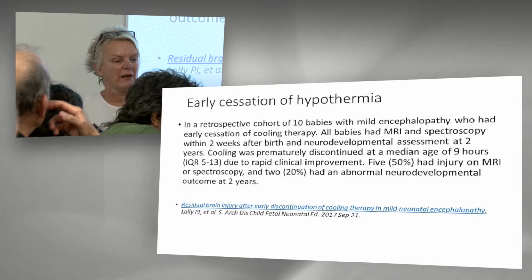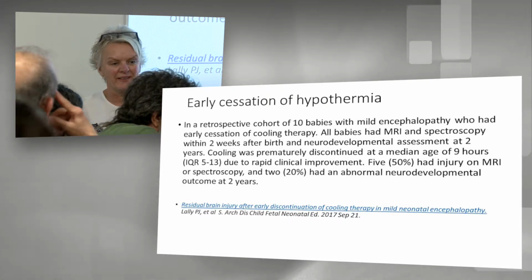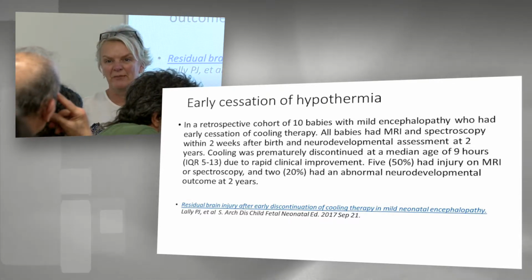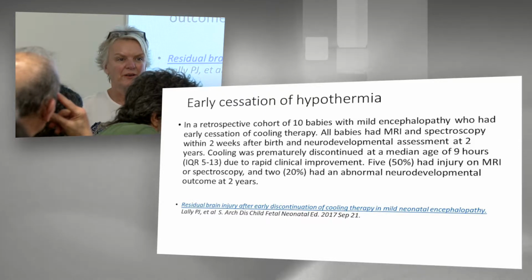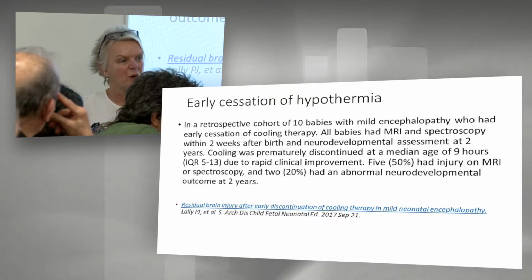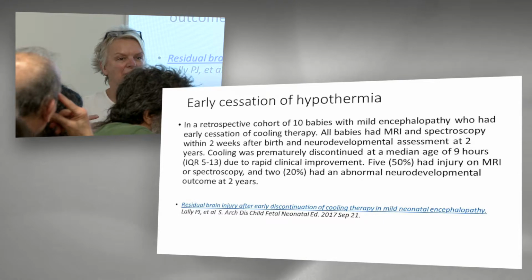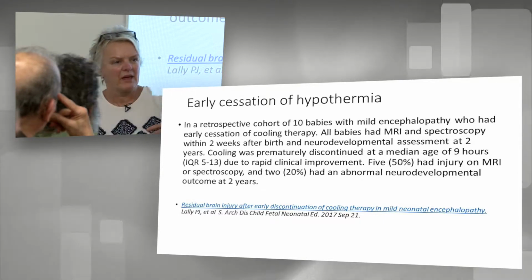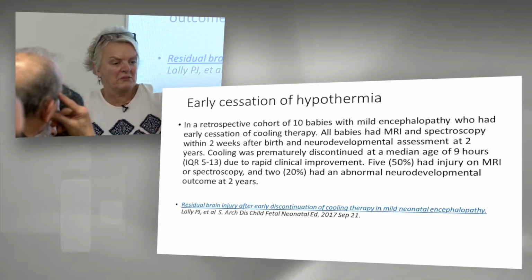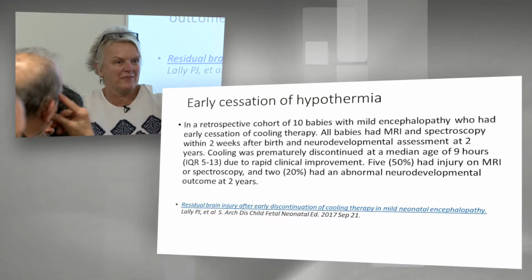And so these mild babies, if you ask someone like Alistair Gunn, should we be cooling these mild babies? He goes, why wouldn't you? Because those are the babies who may benefit the most. The reason we haven't is because we're like, well, they're not that bad anyway, because they don't cause a problem to us, right? We see them.